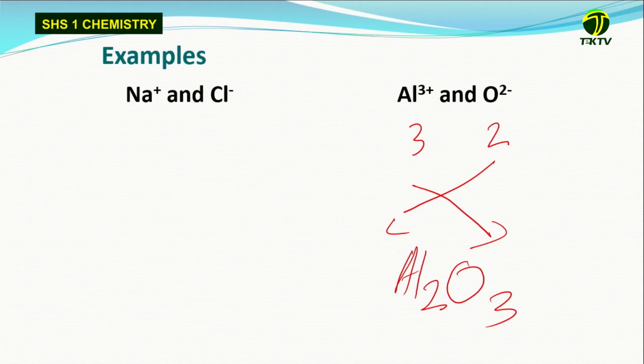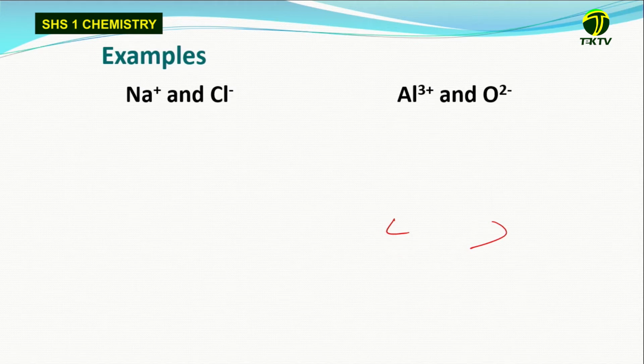So you see that the compound is neutral because aluminium with a charge of +3, we have 2 giving us +6, and oxygen with a charge of -2, we have 3 giving us -6. So +6 -6 gives us a neutral compound, or the charge 0. So the formula for aluminium oxide is Al2O3. So let's look at other examples.